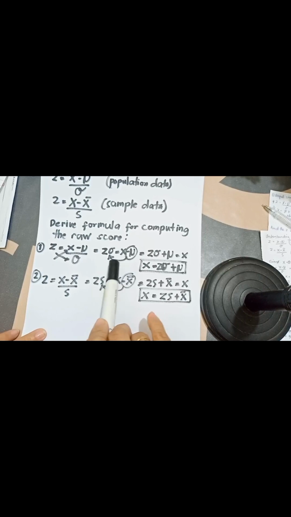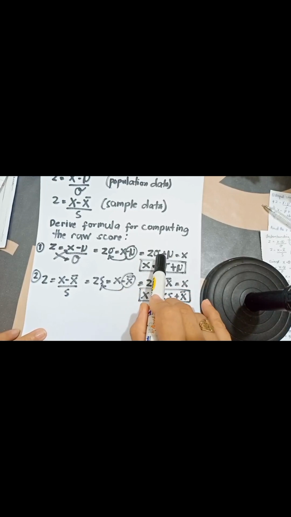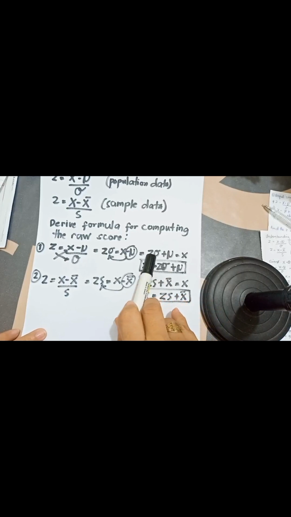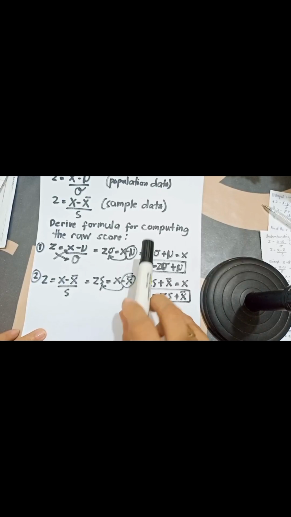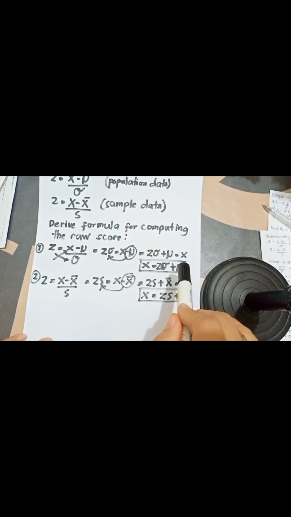And according to the rule, once we transpose any variable or any quantity from one side to another side, it changes its sign. So that is why we now have z times standard deviation plus mu is equal to x. Simply, we now have the formula for finding the raw score in a population data: x is equal to z score times standard deviation plus population mean, or mu.